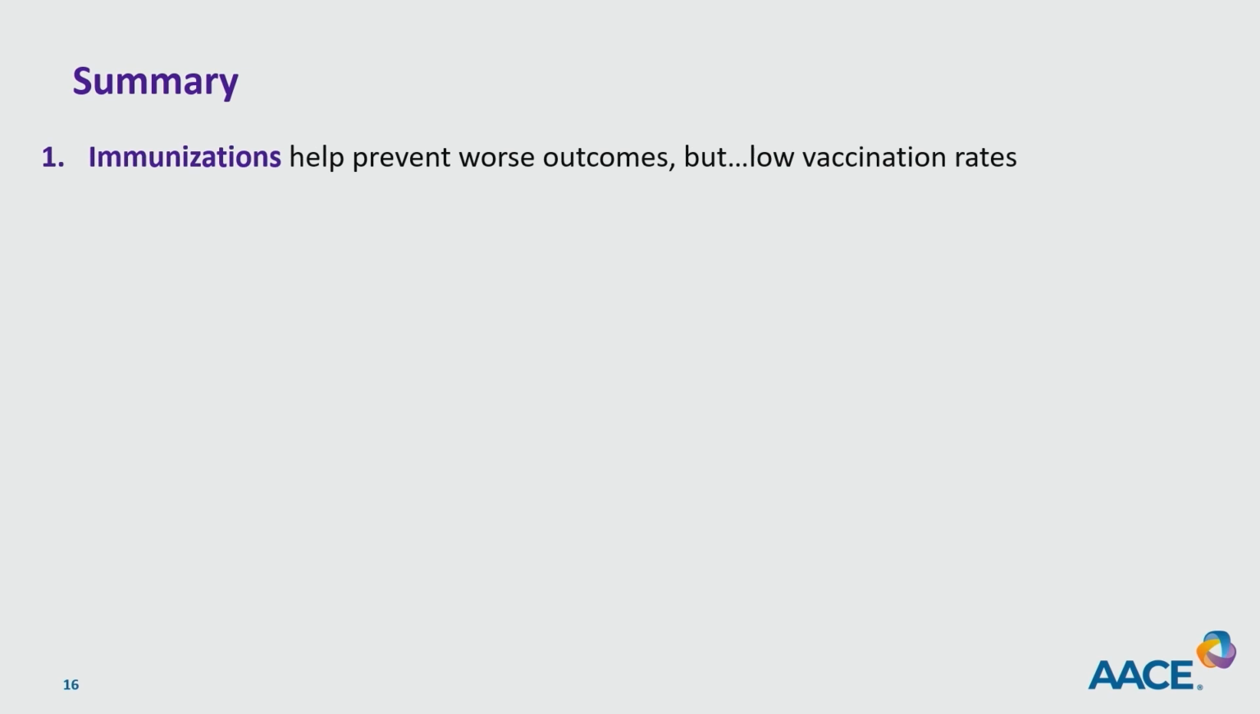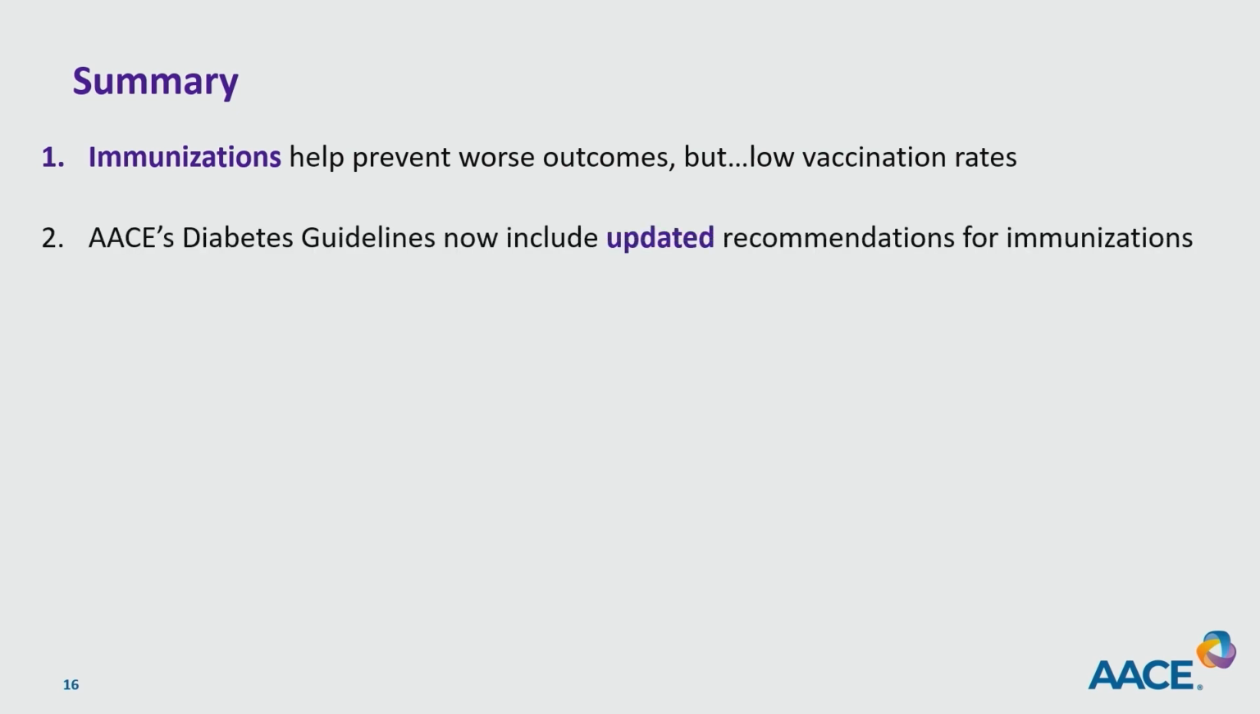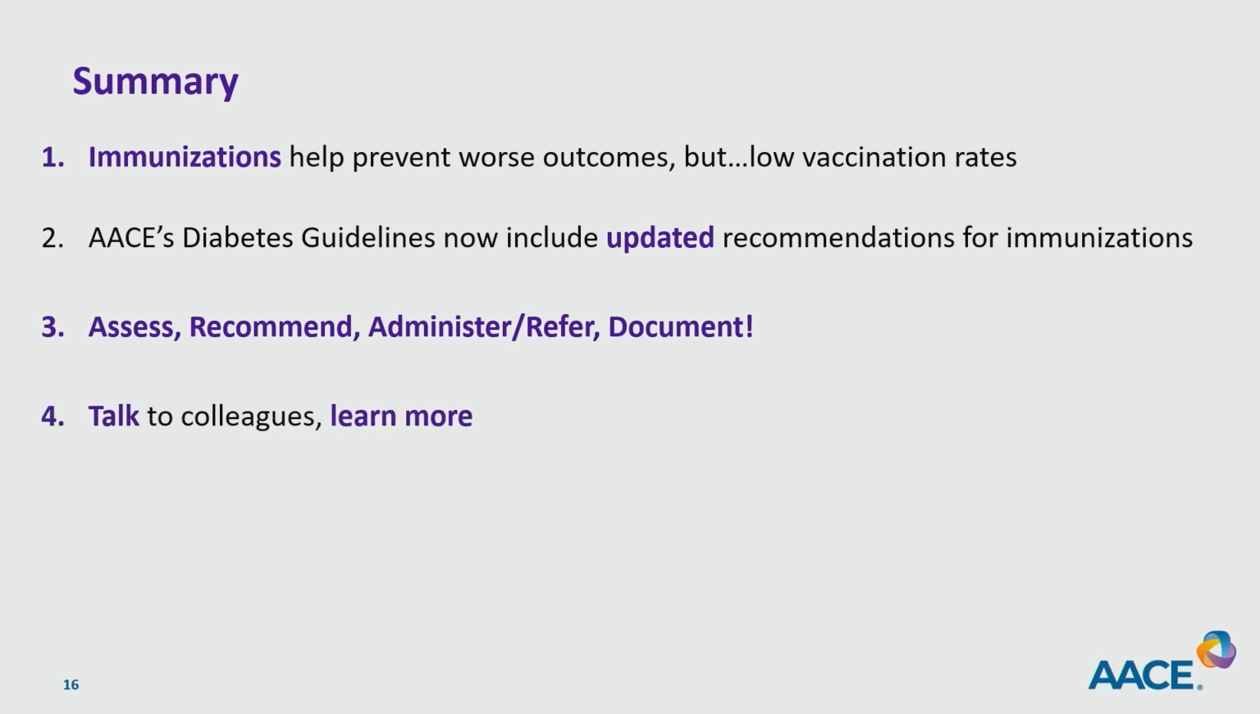So in summary, we've talked about immunizations, how they help to prevent bad outcomes for our patients with low vaccination rates. We've reviewed the updated AACE diabetes guidelines. We've discussed the standards for adult immunization practice, the CDC standards. And I'll encourage you to talk to your colleagues and also to learn more about the vaccinations to be able to improve the vaccinations for our patients.